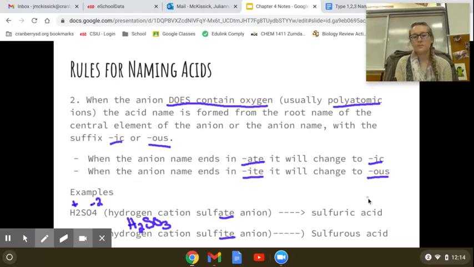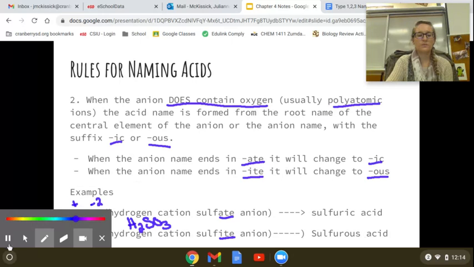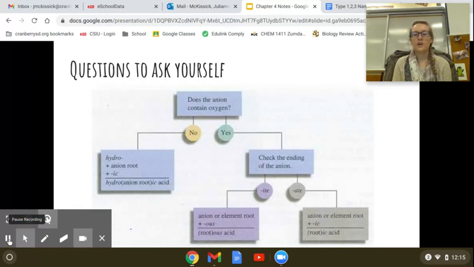Okay. All right, so those are the only two rules. All of the naming of acids will fall into those categories. So on the next slides, we're going to start to practice those. Oops, I lied. It's not the next slide. It's the one after this.